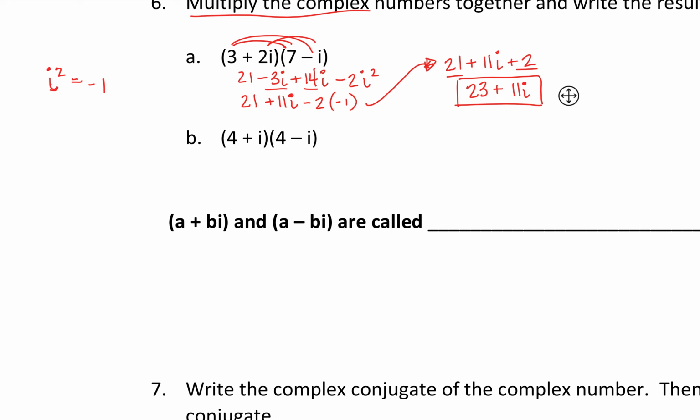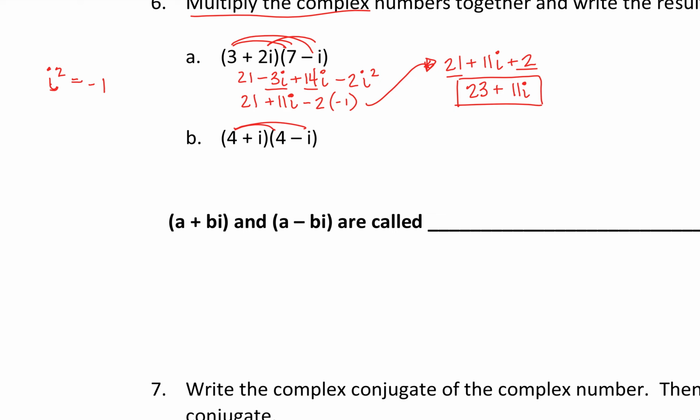All right, B. We have 4 plus i, 4 minus i. This hopefully will look familiar to you. If you kind of look at it, it's like saying 4 plus x, 4 minus x. And if we remember, this is a difference of squares, so I should have two terms that cancel out in the middle.